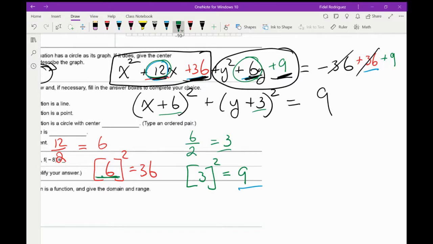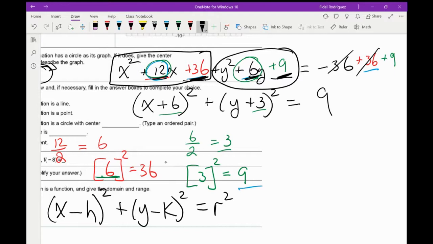Okay. So now that we have it set up this way, the equation of a circle looks like this. x minus h squared plus y minus k squared equals r squared. And so when I look at my problem here, this has a minus h and this has a plus 6. So that's telling me my h is really a negative 6. It's going to be the opposite sign. And this is a minus k and I have a positive 3. So that's going to be a negative 3. So that's the center of my circle.